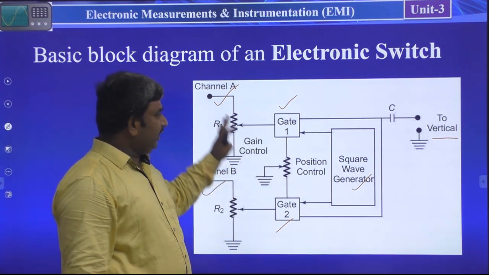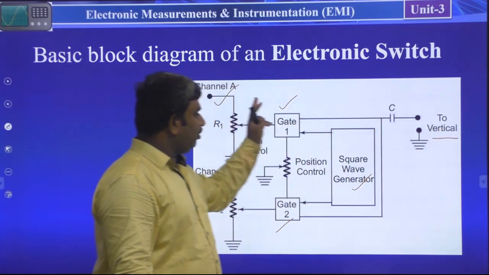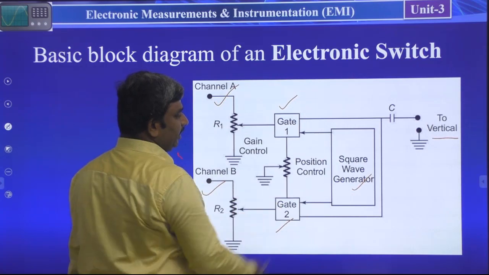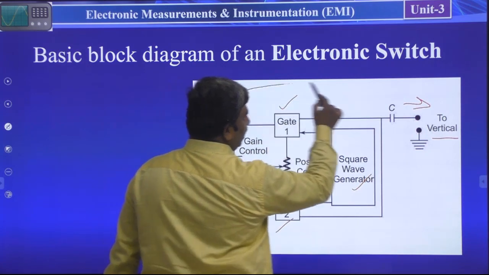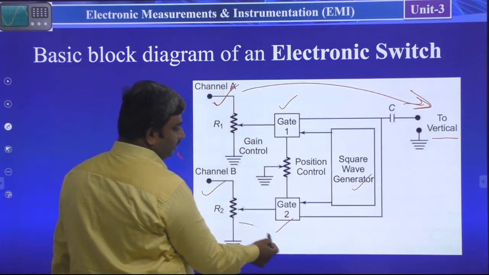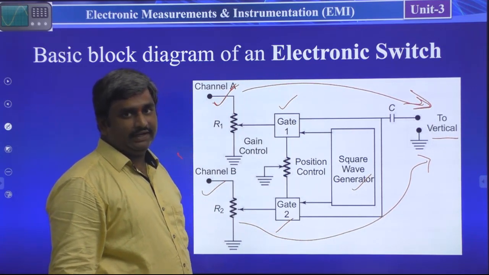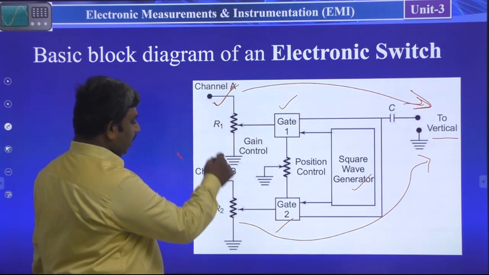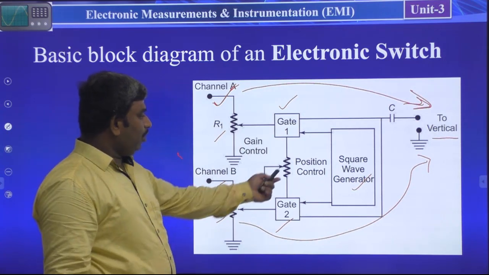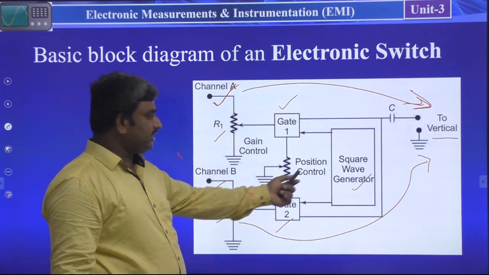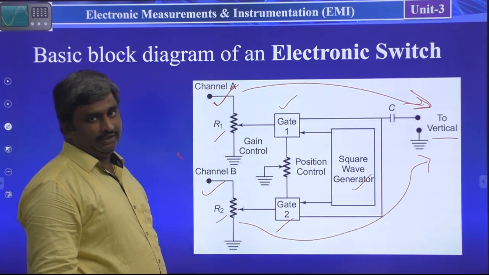So this is the total electronic switch. This electronic switch sends either the channel A information to the vertical amplifier, or the channel B information to the vertical amplifier, based on different time periods. Here we have R1 and R2, two resistors, two gates, one position control potentiometer, and a square wave generator. Let us see the discussion in depth.